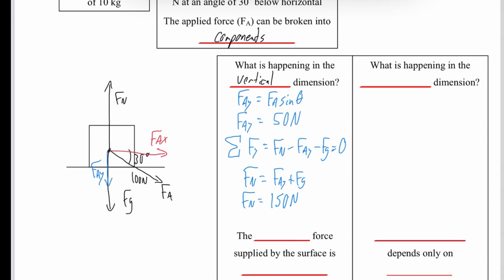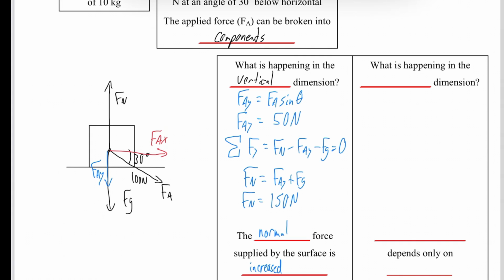Since we are pushing this into the ground, we will find that the normal force supplied by the surface is going to increase. So the harder that we push this box into the ground, the harder the ground pushes back on the box, just as Newton's third law states.